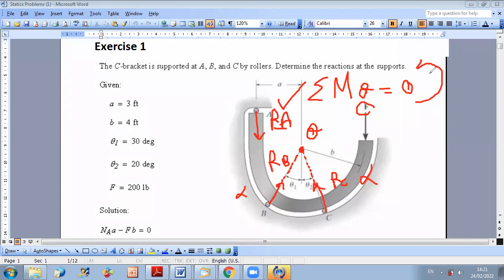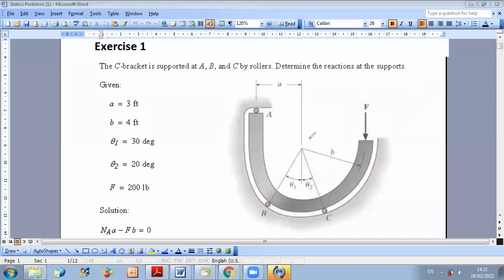So, let us say the positive direction is the counterclockwise direction. If you look at your figure, F is tending to rotate about O clockwise. If you just do this with your hand, how is F rotating about O? It is in the clockwise direction.